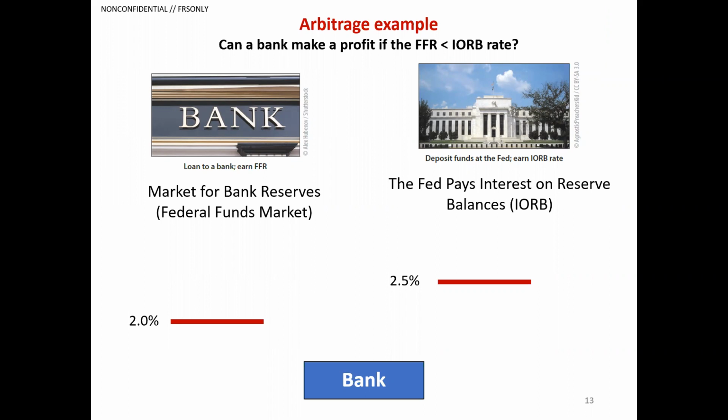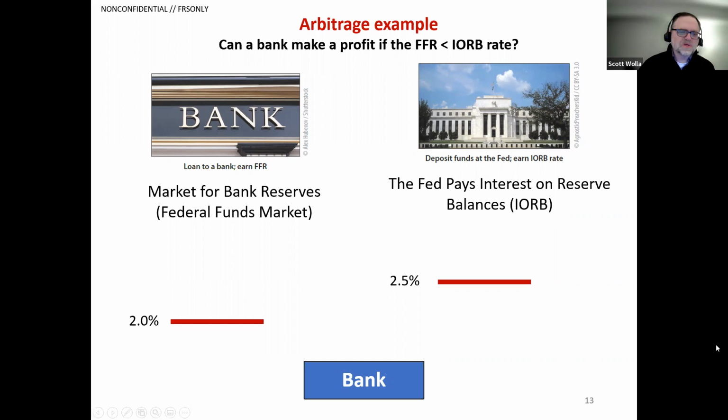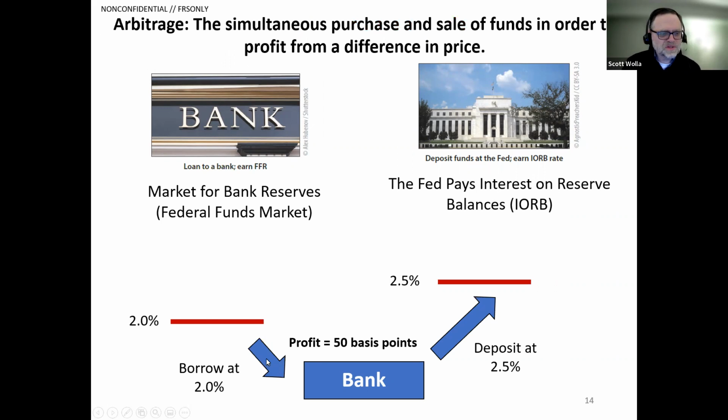If I was the bank, I would put the money on the IORB and maybe take that 0.5% and put it on the other. Right, so you're seeing that there's a difference. One of the opportunities is you can borrow money in this market. You borrow money over here at 2, and then you deposit it at the Fed for 2.5, right? So you could earn this profit of 0.5% on all this money.